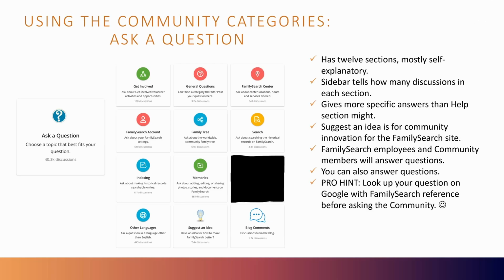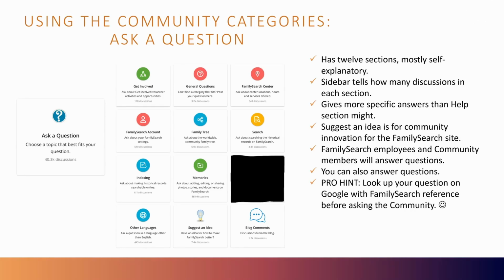As you can see in the sidebar, it tells you how many discussions are associated with that particular section. Sometimes you can get not necessarily better, but more specific answers. And sometimes they're better than the help section might give you, because they'll be specific to your particular question and be exactly what you want to know.